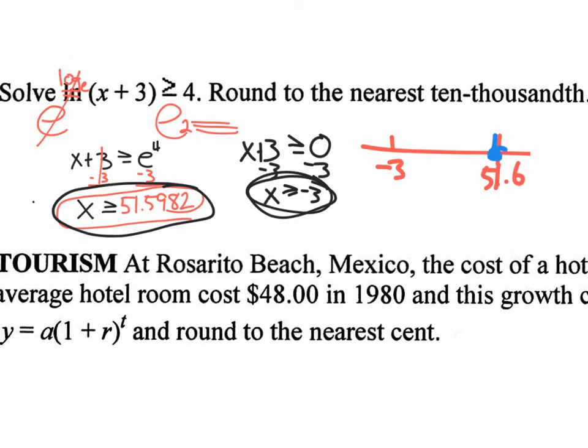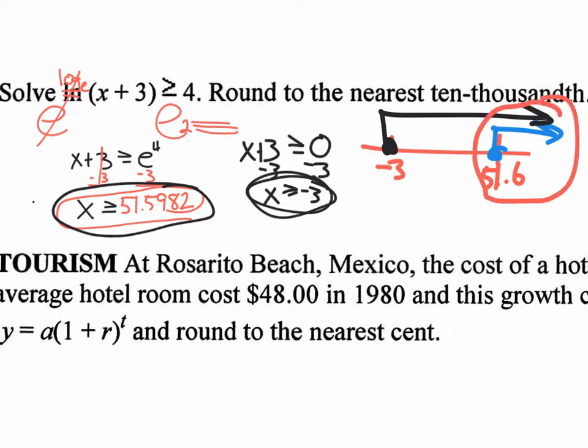It's going to the right. And if you look at your other one, x is greater than or equal to -3, it's also going to the right. So the overlap piece is only from here going to the right. So the only inequality that you include is the x is greater than or equal to 51.5982, and you do have to go out to the 10,000th decimal place.